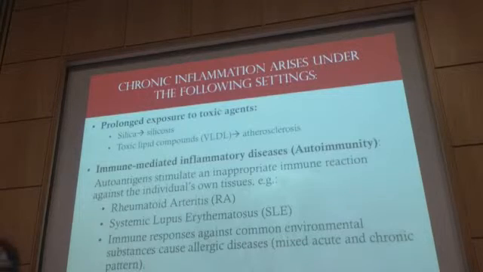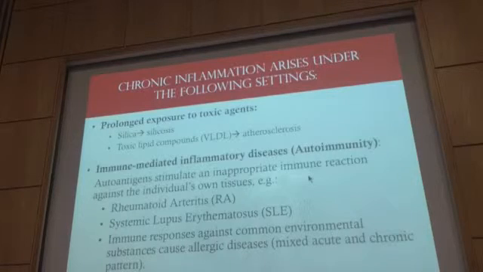Toxic agents can also be the cause of chronic inflammation. For example, chronic exposure to silica, which will cause silicosis, so chronic inflammation of the lungs caused by the exposure to this. There can also be a physiological chronic inflammation by exposure of blood vessels to VLDLs, okay, so very low density lipoproteins, which will cause atherosclerosis, which is basically chronic inflammation of the blood vessels.